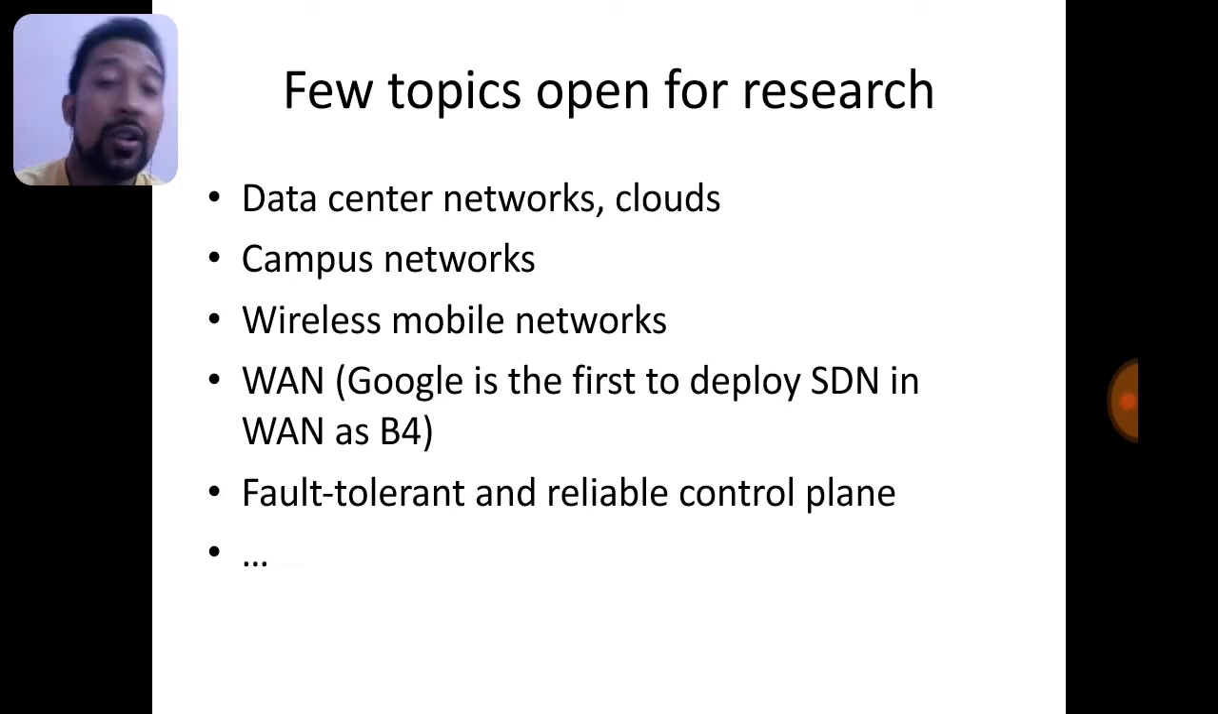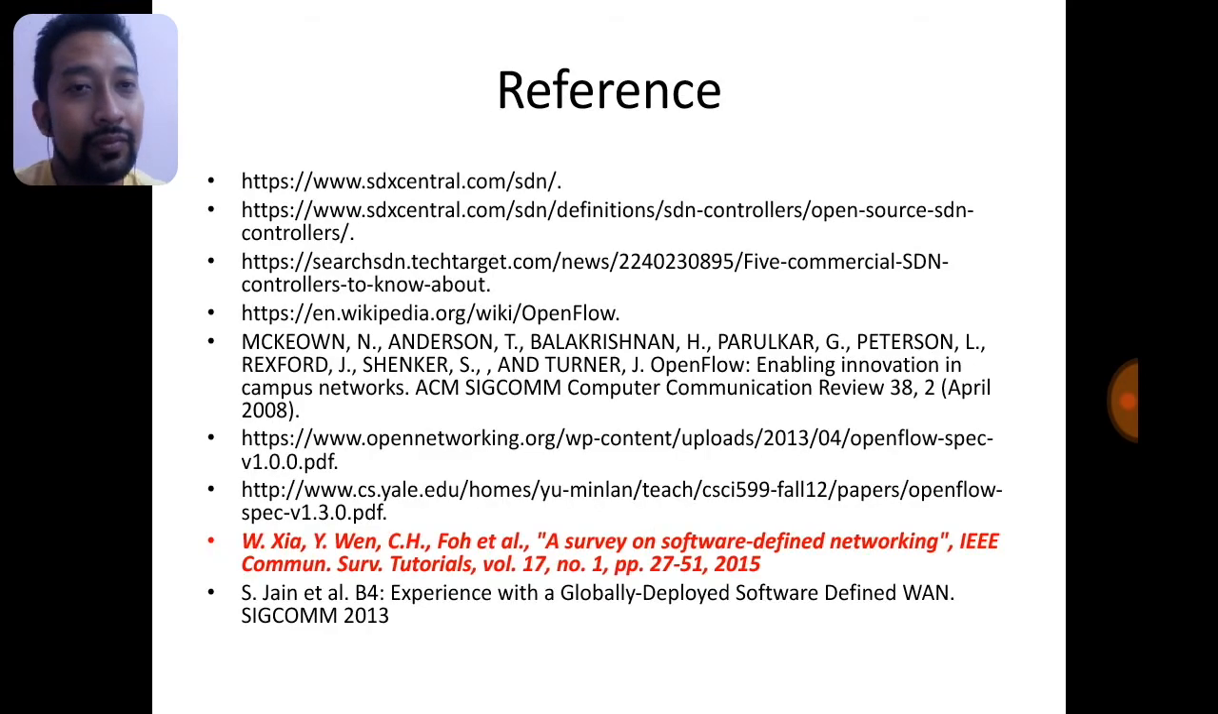SDN can provide fault tolerance and a reliable control plane, which is actually hard to achieve. Fault tolerance is a common feature, but in terms of the control plane, if the control plane fails, then the whole network will of course fail. So the reliability and fault tolerance issue for the control plane is a big issue for research, I guess, for SDN.